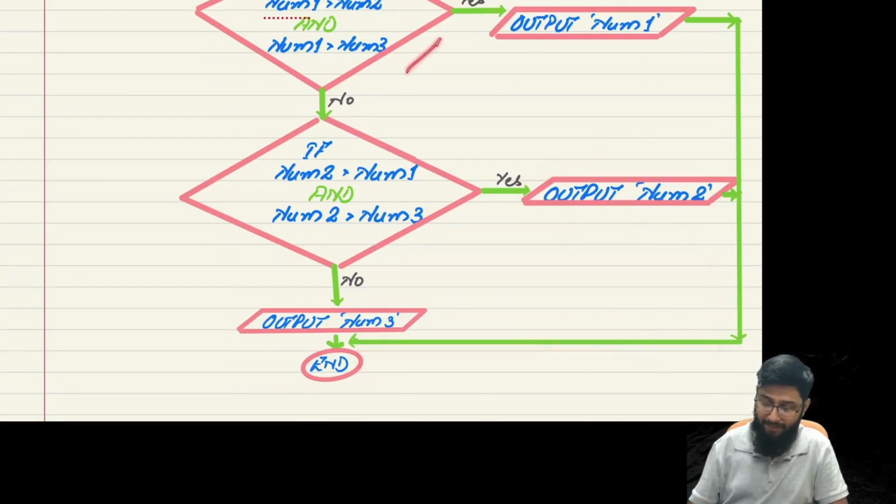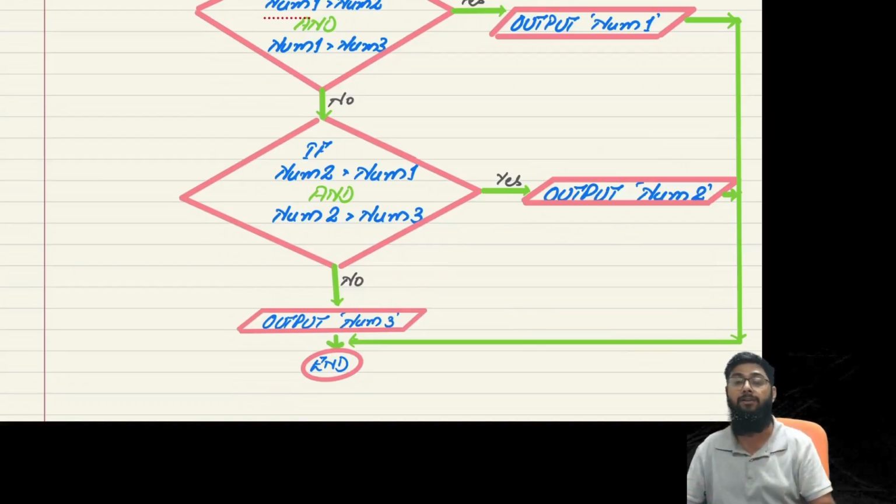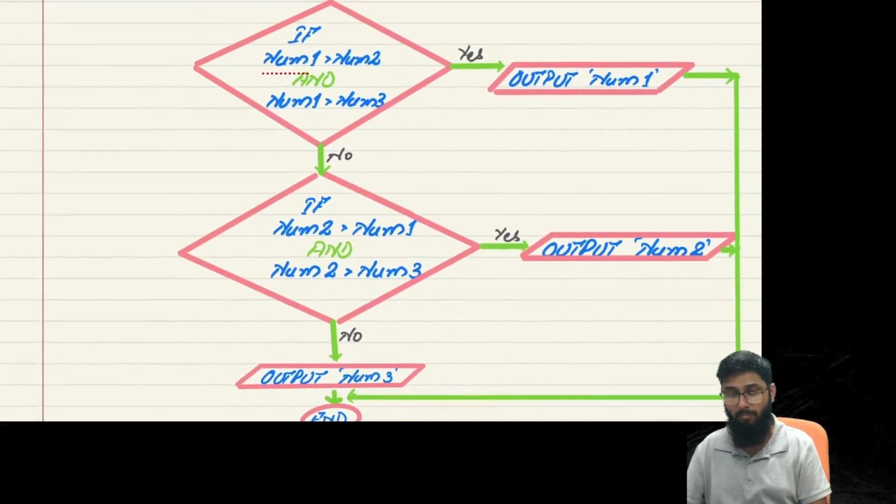But if neither the first variable is the greatest, nor the second variable is the greatest, then it's quite understood that the third variable is the greatest. So we will simply have an output num3 for the third one. We do not need to place the conditions. That means we are simply going to output that.